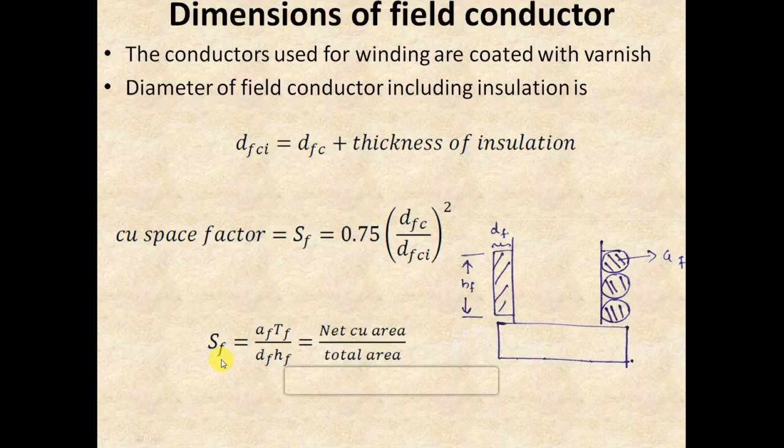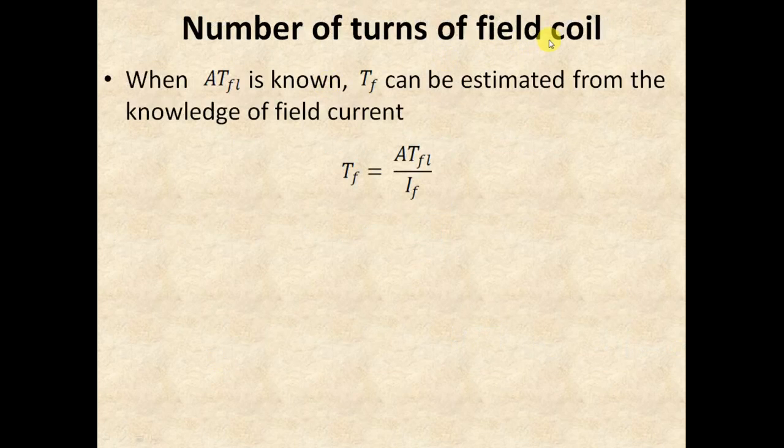The next feature is the number of turns of field coil. The number of turns of field coil can be easily determined by using this relation. In this relation, the numerator is indicating the field MMF, whereas the denominator is indicating the current which is flowing through the field coil or the field winding. From this too, we can easily determine the value of number of turns which are present in this.